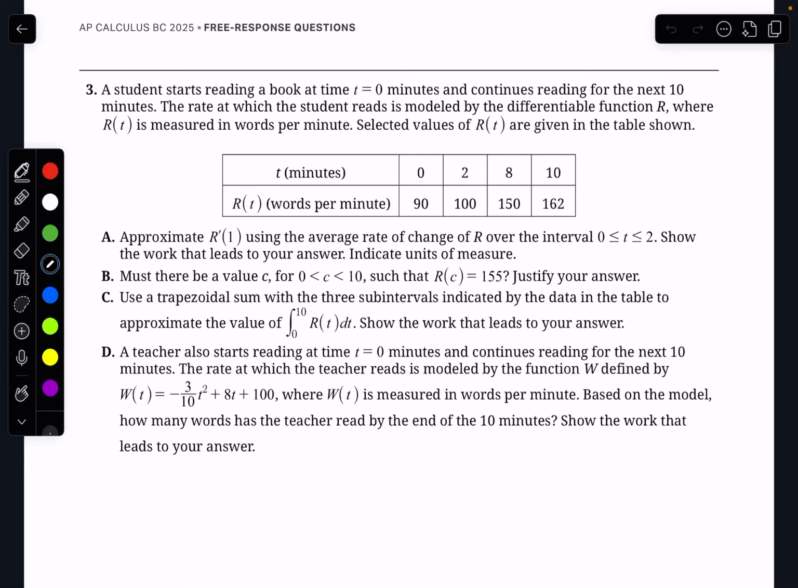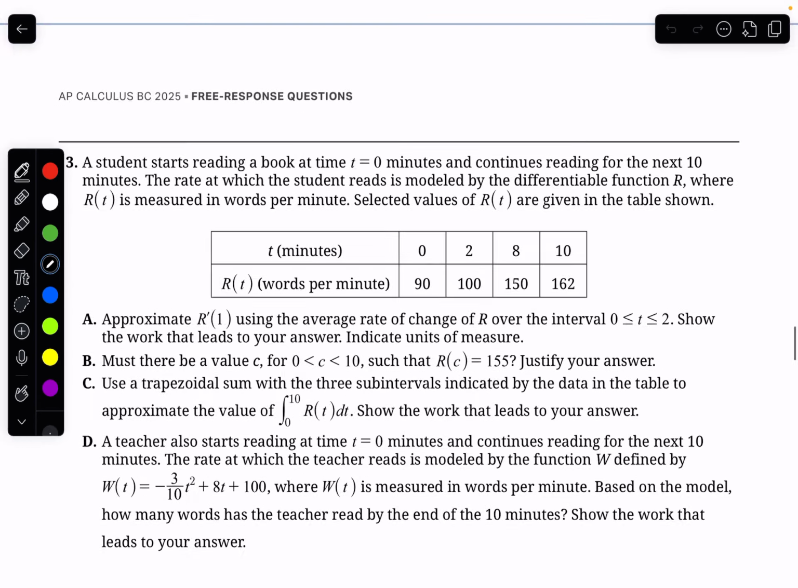Today we're going to be solving FRQ number 3 for the AP Calculus BC 2025 exam. Let's get right into it. So let's read FRQ 3.